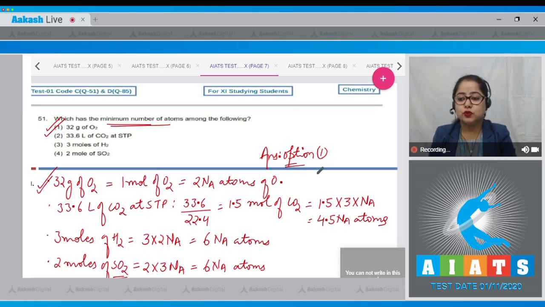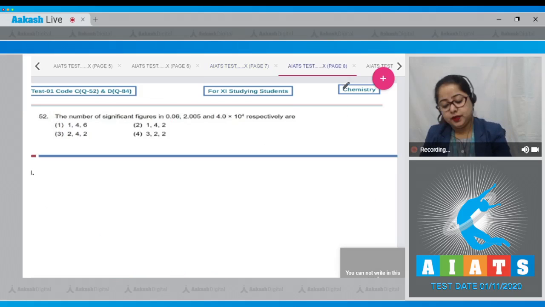Moving to next question, students, which is question number 52. Let's read the question. The number of significant figures in 0.06, 2.005 and 4.0 into 10 to the power 4 respectively are. So student, in this question, let's calculate the significant figures.